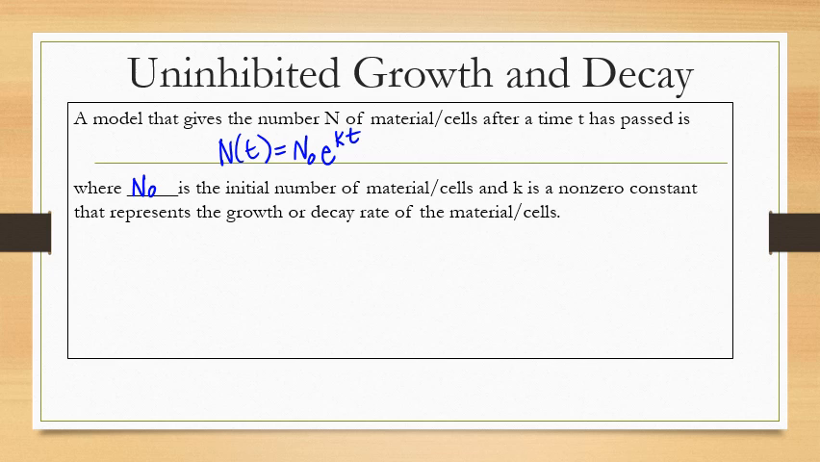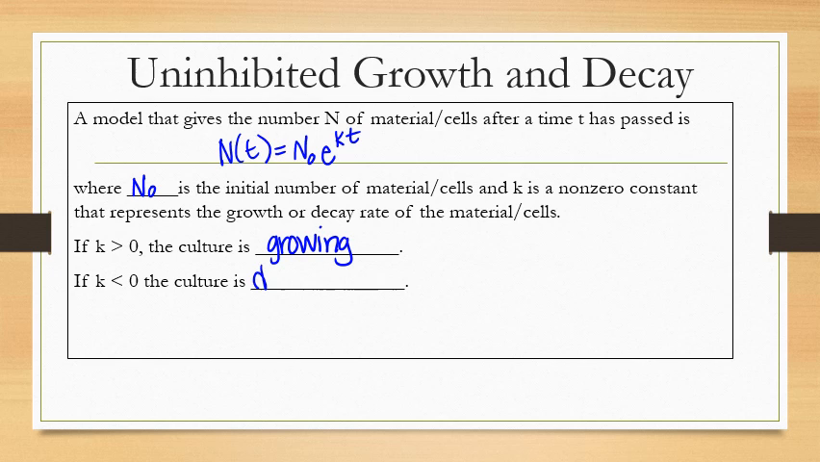So a lot of the times in biology, anyone that's going to be taking biology classes, you're going to be talking about cells or bacteria, and those all follow the law of uninhibited growth and decay. So if your k is larger than 0, the culture is growing. And if your k is less than 0, the culture is decaying.